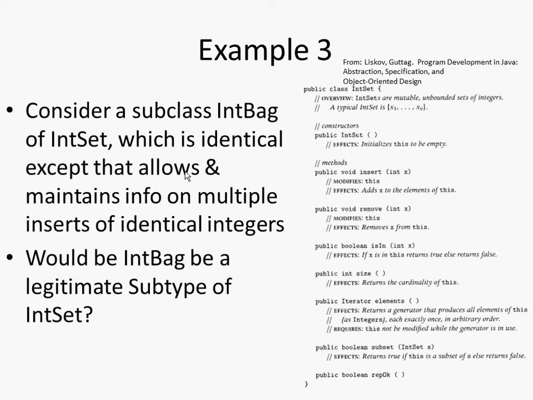Whereas with an int bag, you add it 3 times. Once, there. Twice, it's there, but it knows it's there twice. 3 times, it knows it's there 3 times. And now you call remove. Is it still there? Yeah, it's still there. It knows it's there twice, moreover.